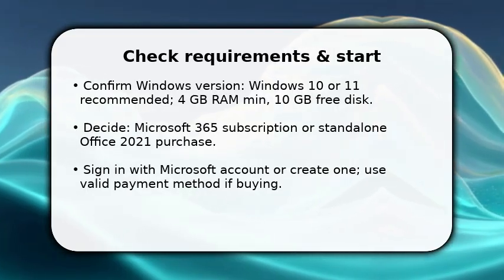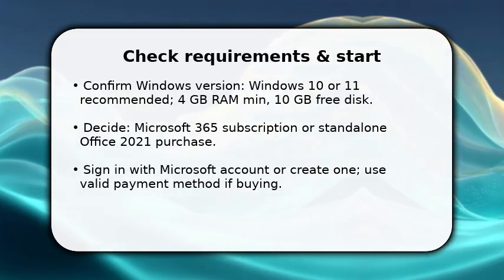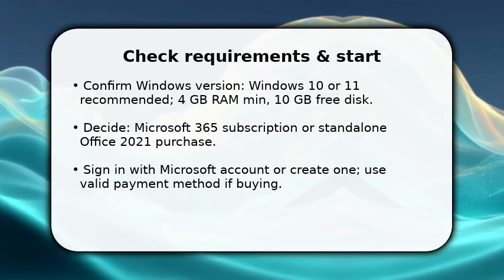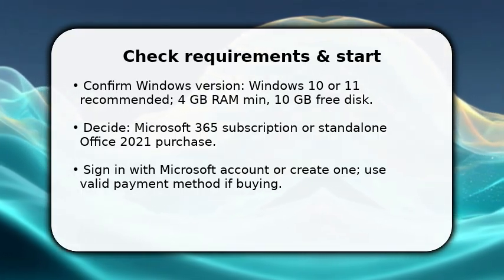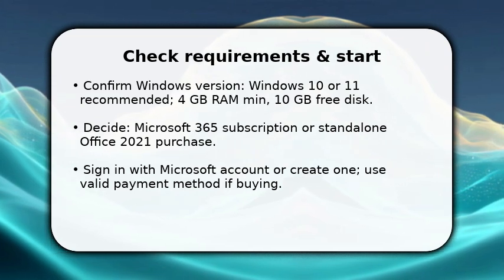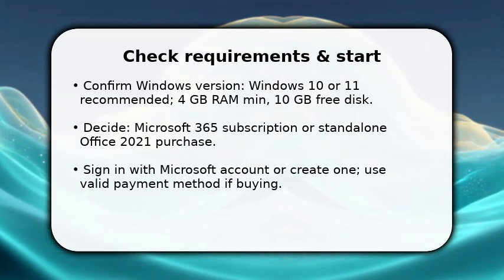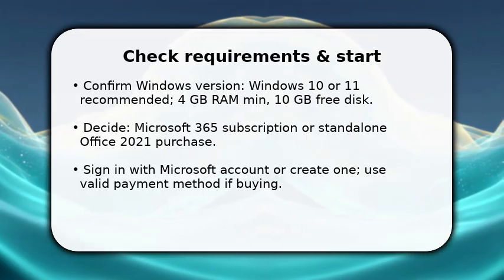Once decided, sign in to or create a Microsoft account. This links licensing. Now navigate to Account, Microsoft.com or the Microsoft Store and initiate the buy or free install trial. This launches the download process.